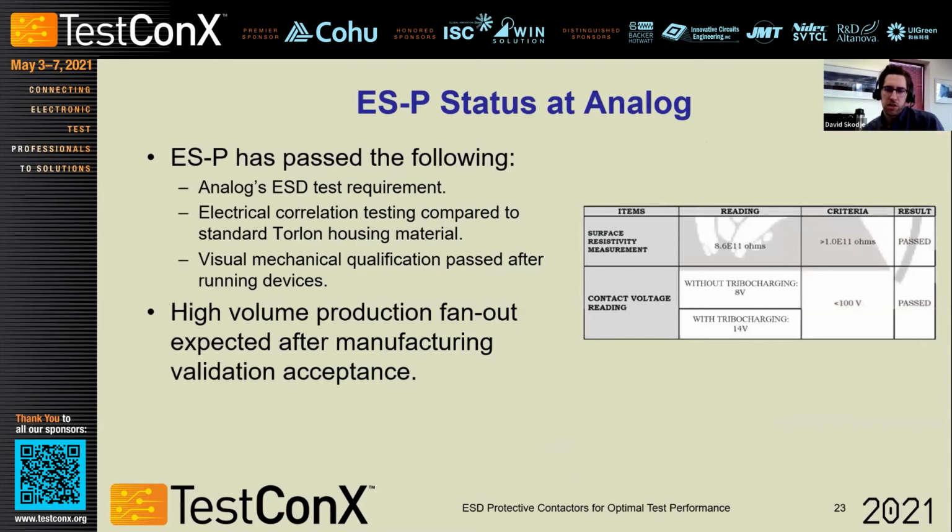So in addition to testing that Johnstech completed, Analog also completed testing. As I mentioned before, they completed the 2 ESD-related material tests. But they also completed electrical correlation testing, which compared the standard Torlon housing to the new ESP material, and they found passing correlation. They also completed visual mechanical qualification, which passed after running devices for the ESP contactor. And they expect a high volume production fan out after the manufacturing validation has been accepted.